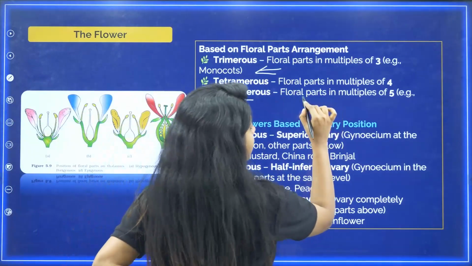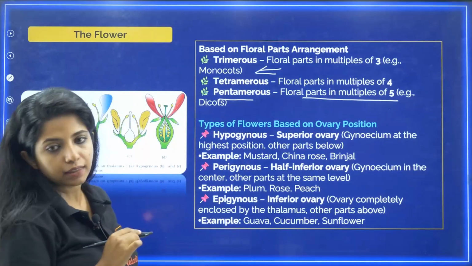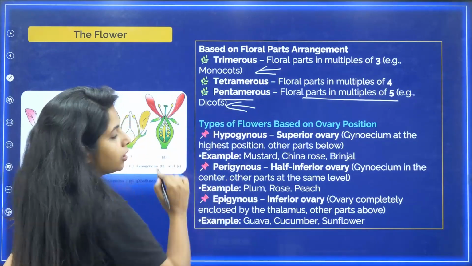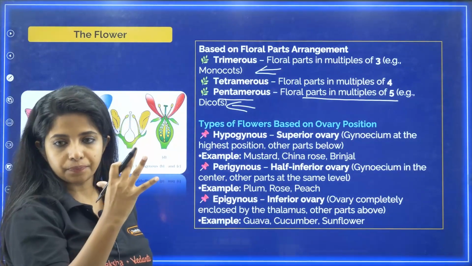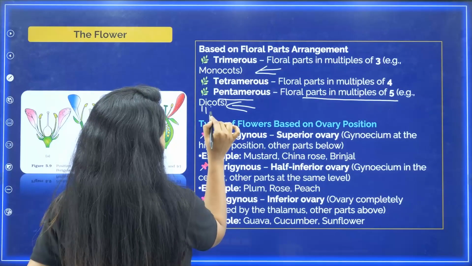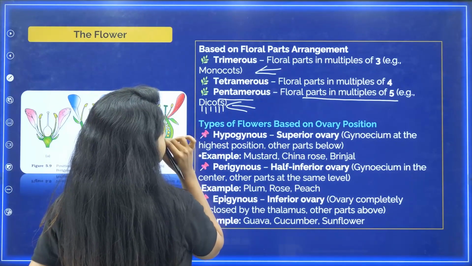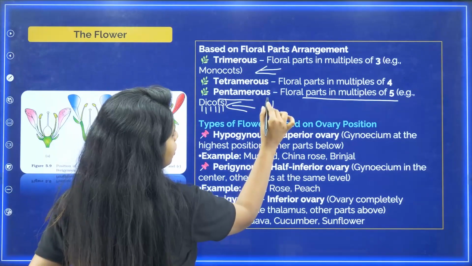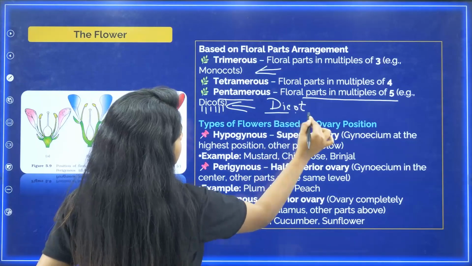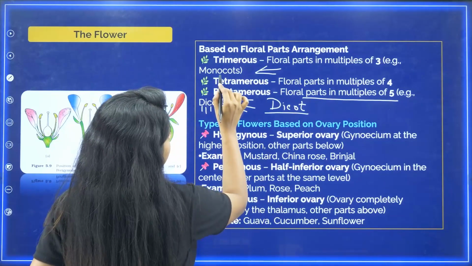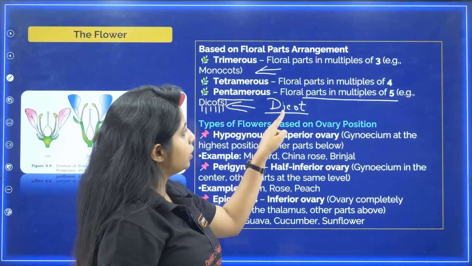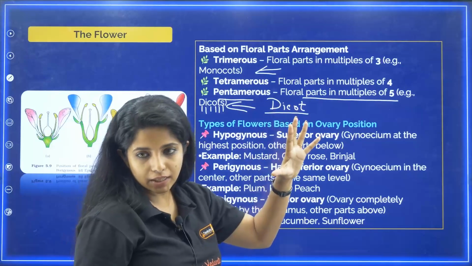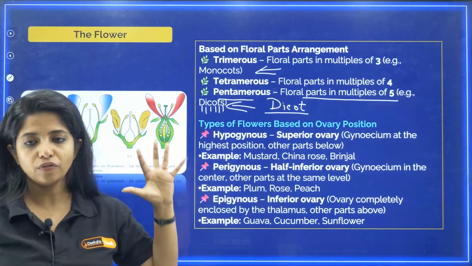Pentamerous, as in the floral parts will be in multiples of 5. Where do you find that? Usually in the case of dicots. So dicots, pentamerous. Okay, let me see. Okay, let's include just dicot. So over here 1, 2, 3, 4, 5. 5 petals are there. So floral parts are also in multiples of 5.